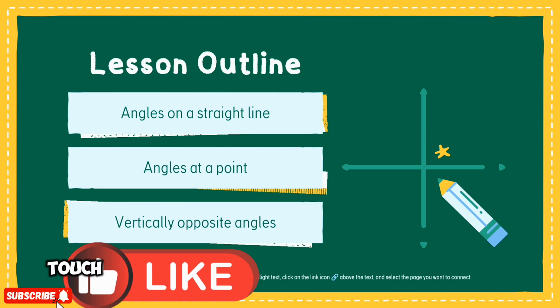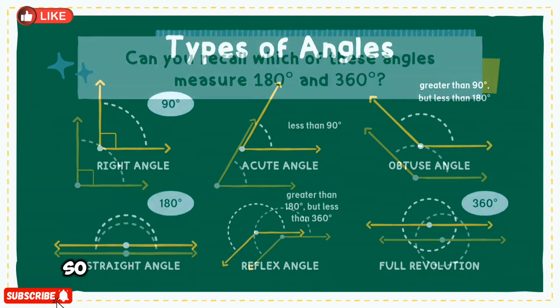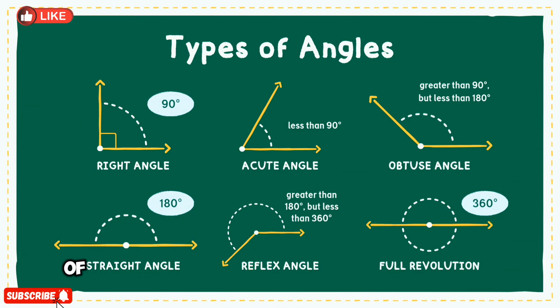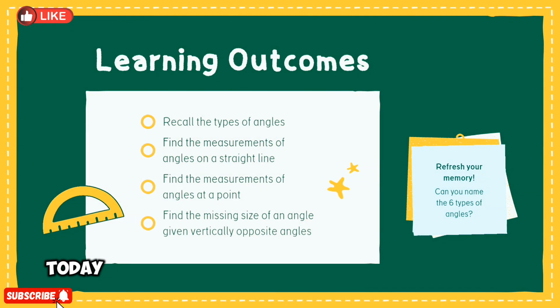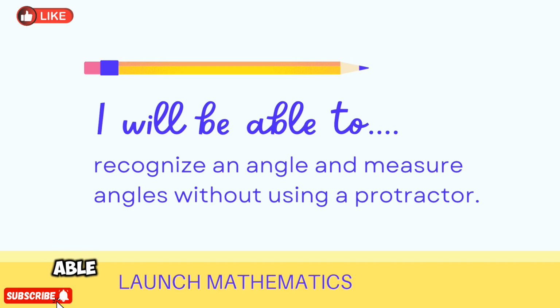So keep in touch. You must have learned about those angles which we studied in previous videos, the types of angles: acute, obtuse, straight, reflex and full revolution. So today's learning outcomes are to recall the types of angles, find the measurements of angles on a straight line, find the measurement of angles at a point, and find the missing size of an angle given vertically opposite angles. So in this video I will be able to recognize an angle and measure angles without using a protractor.